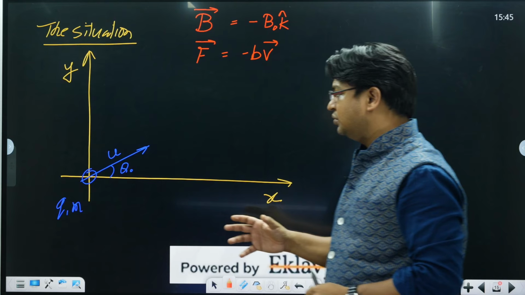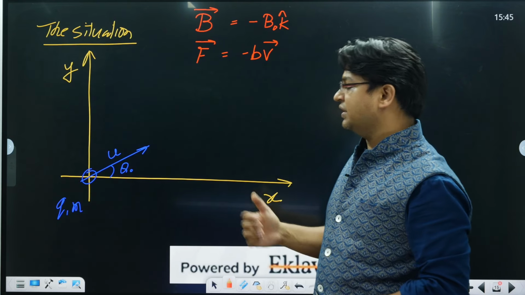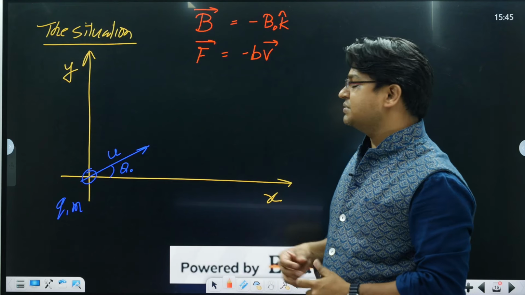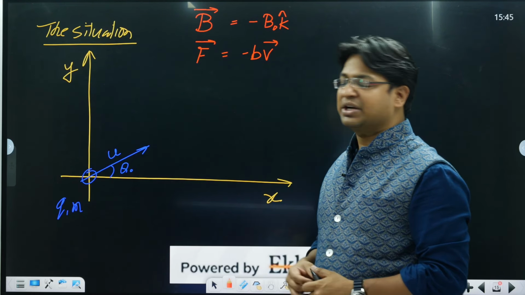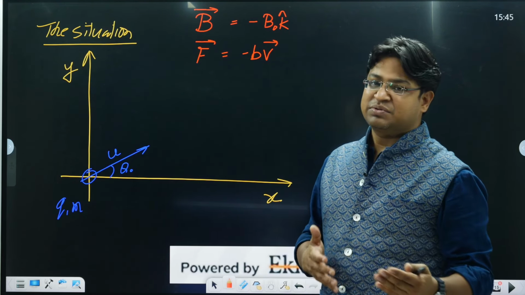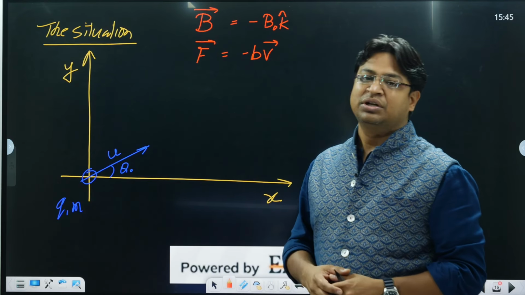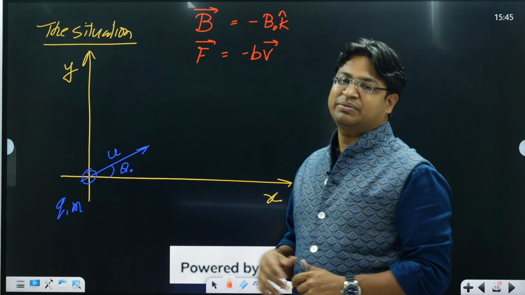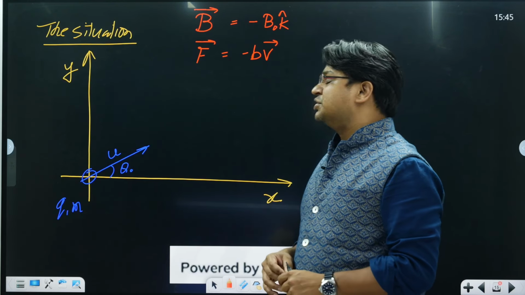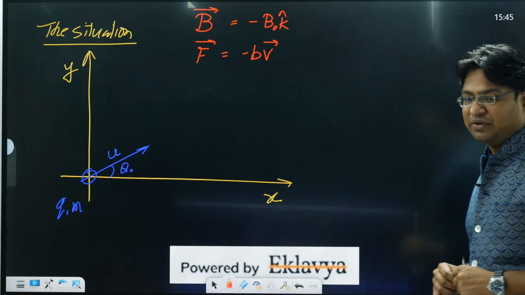Now we want to know the displacement vector and the velocity vector as a function of time. If we know the displacement vector, we can talk about the coordinates of the particle. That will simply be the x displacement and the y displacement in this situation. We will also talk about the distance covered by the particle. So we begin our discussion from here.